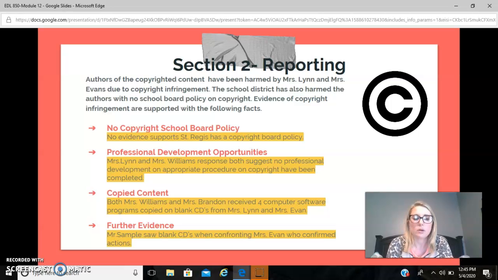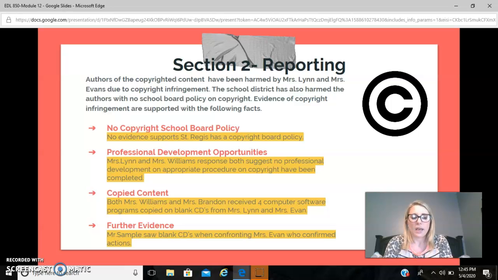So there's evidence of the copyright infringement and all the teachers that have the blank CDs that the software was copied onto. From the information that we were given, I see that there is no school board policy, or there's no knowledge of a school board policy on copyright. Professional development opportunities: there's no suggestion that there was ever professional development for the teachers at St. Regis on appropriate procedures for copying material.